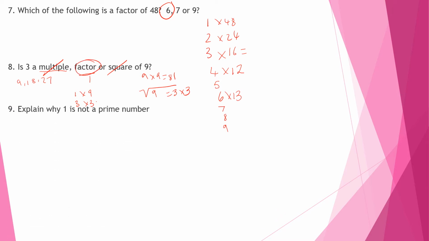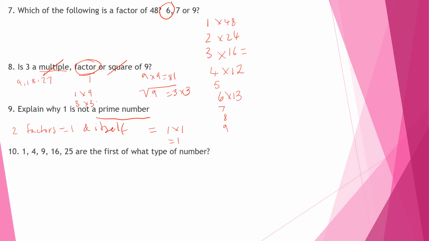Explain why 1 is not a prime number. It's not a prime number because to be a prime number you need to have 2 factors, and those 2 factors have to be 1 and itself. And obviously in 1 you can only do 1 times 1, so there's only one factor.